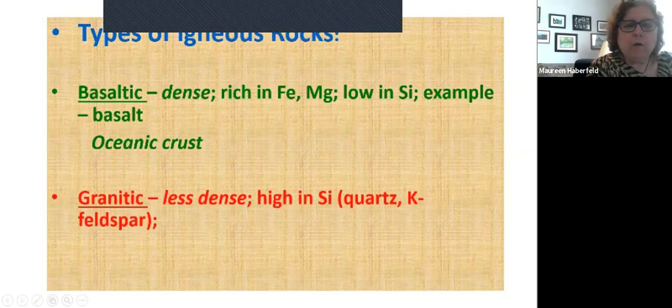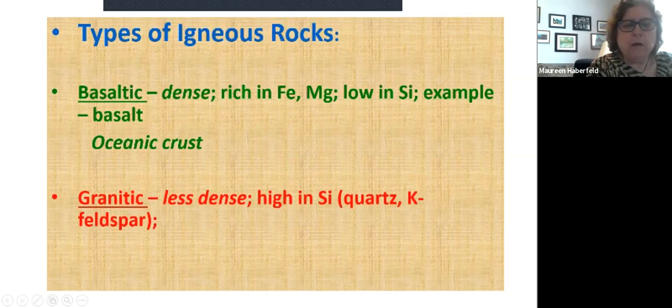Then we have the other group of igneous rocks we call the granitic rocks, named after granite, which is the most common rock in the group. These are less dense than the basaltic rocks, and they're low in iron and magnesium and higher in silica, particularly quartz, and potassium feldspar, with a K for potassium, which is another type of mineral.